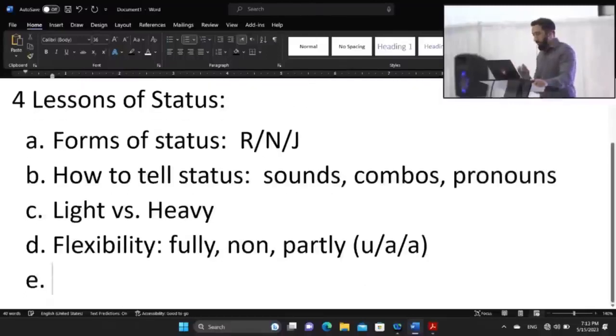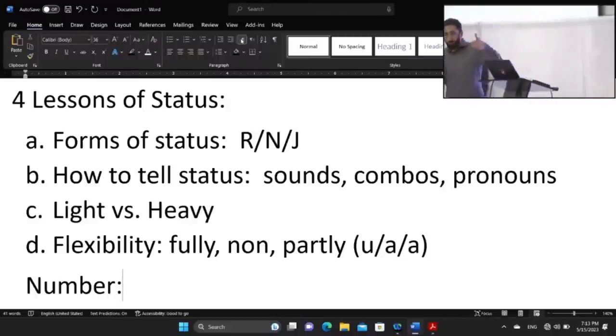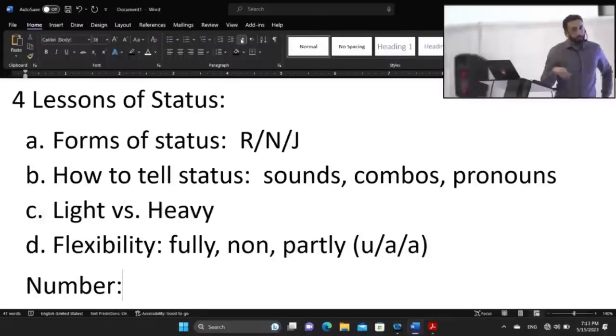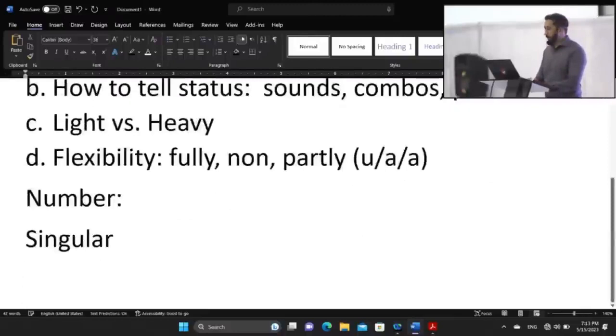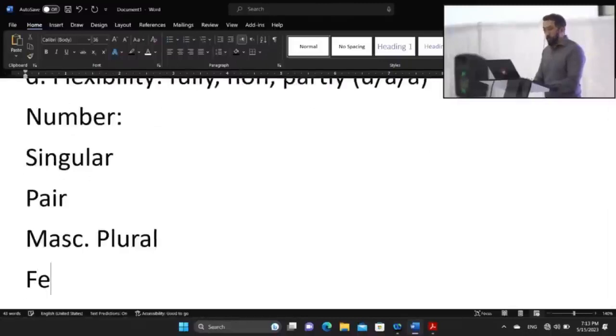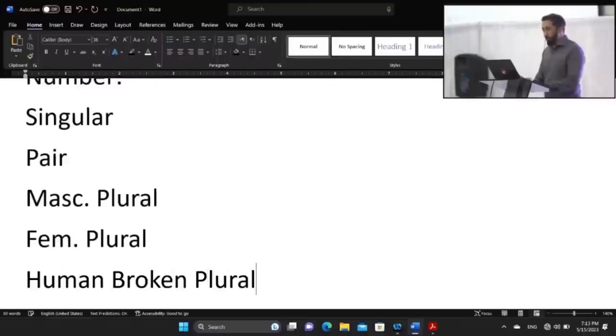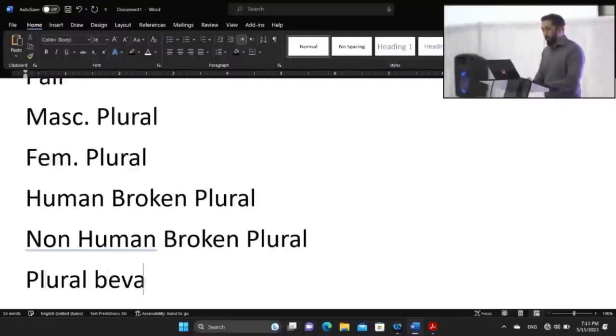Okay? Now, we're going to start doing number. Number. In English, there's singular and there's what? There's singular and there's plural. Arabic is crazy. There's singular, obviously. There's also pair, okay? Then there is masculine plural. Then there's feminine plural. Then there is human broken plural. Then there's non-human broken plural. And then there's plural because the Arabs said so.